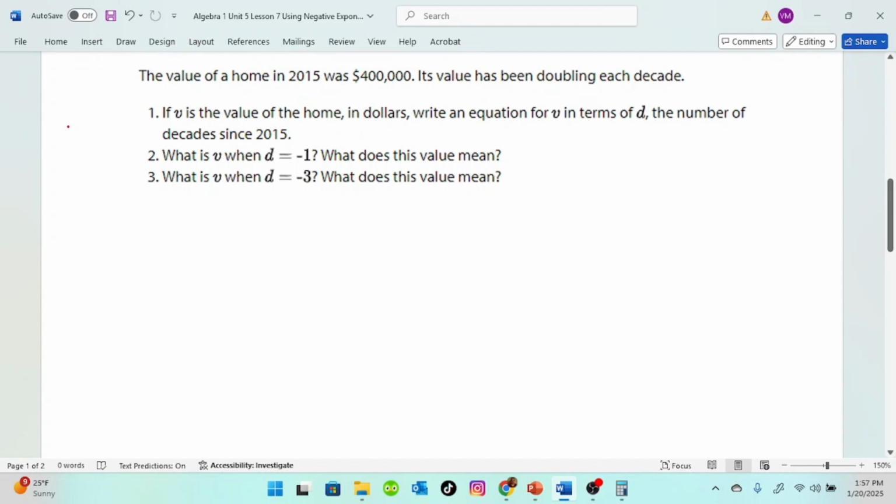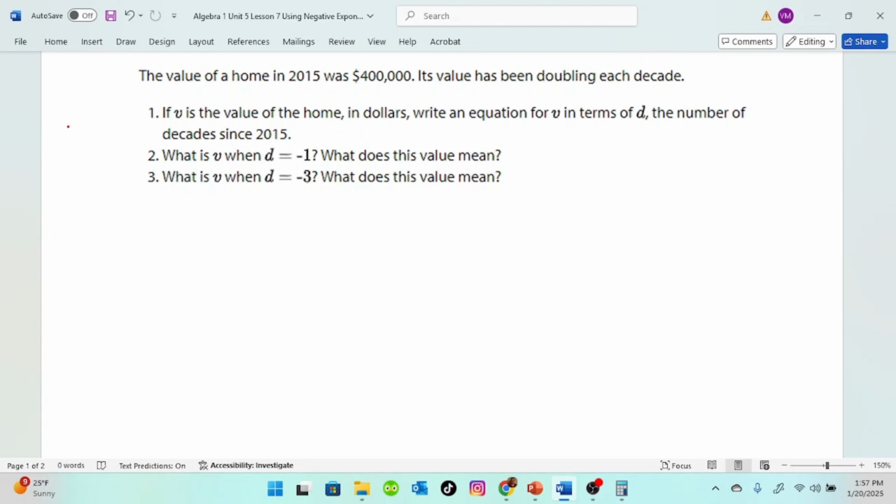Our next practice problem, the value of a home in 2015 was $400,000. Its value has been doubling each decade. Number 1, if V is the value of the home in dollars, write an equation for V in terms of D, the number of decades since 2015.